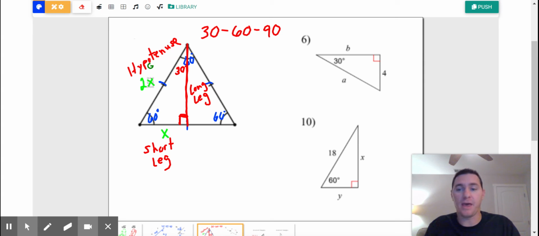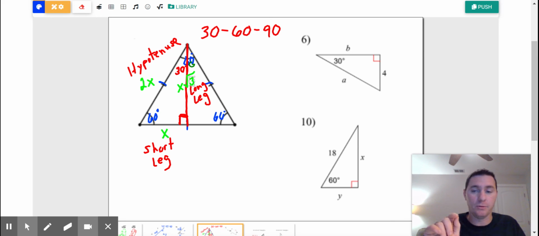All right, using the Pythagorean theorem, we can figure that the long leg is the same as the short leg times radical 3. So there are two relationships you need to know. From the short leg to the hypotenuse, it is a times 2 relationship. Double it. The short leg to hypotenuse is double. The short leg to the long leg is times the square root of 3.